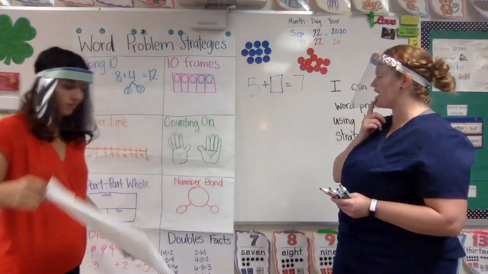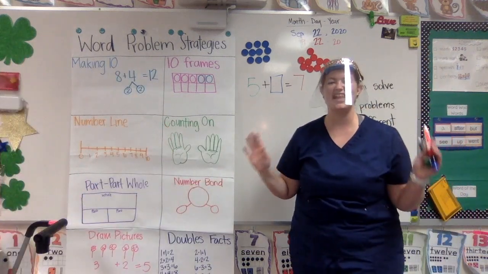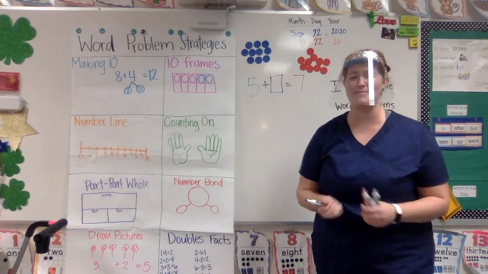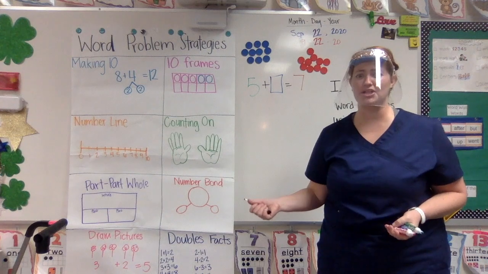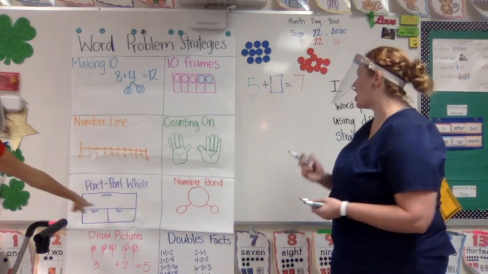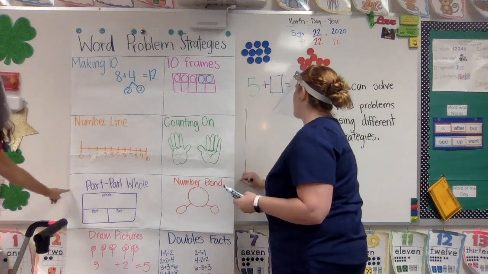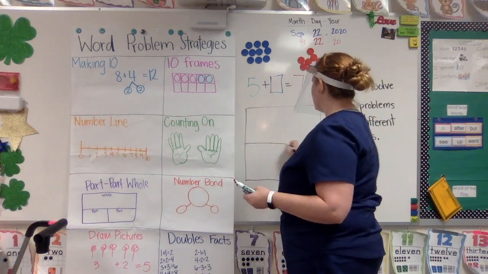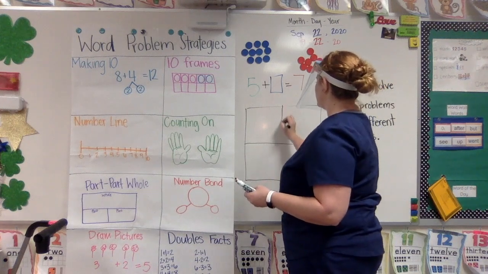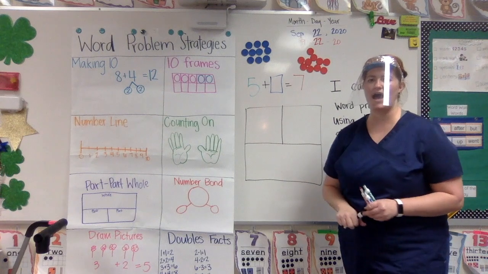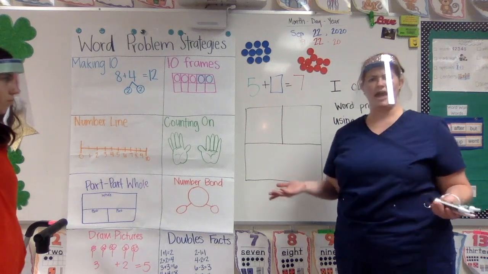Let me pick a strategy. Ooh, you know what? I love this strategy. I love using a part whole mat. It's really similar to the number bond, but Miss Lime just likes the part whole mat better. So I'm going to draw a part whole mat. I start with a big box. I put a line in the middle and then a line just at the top because here are my 2 parts and my whole.